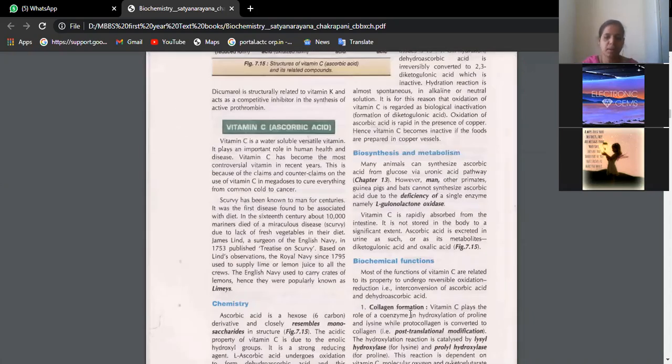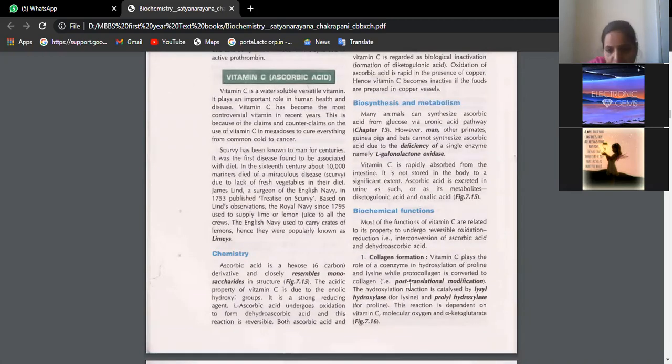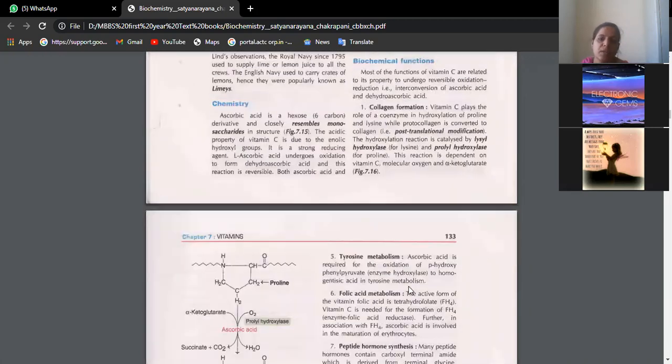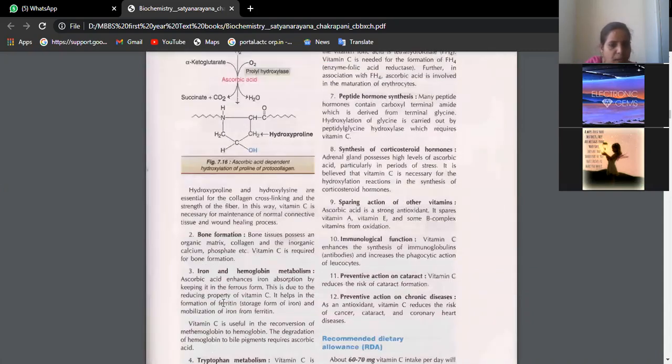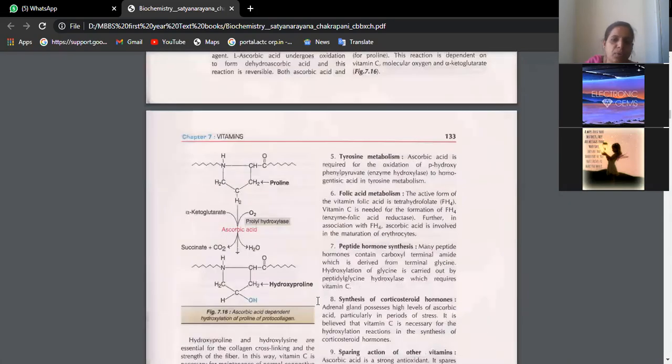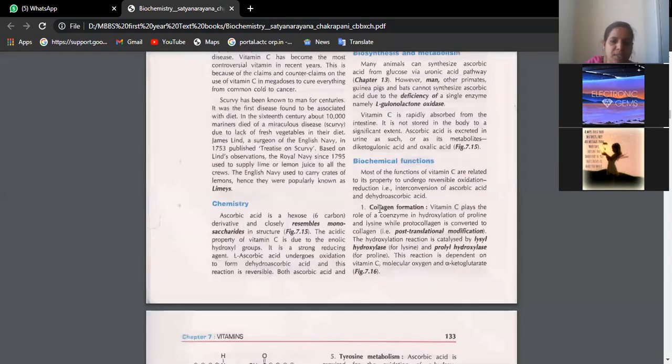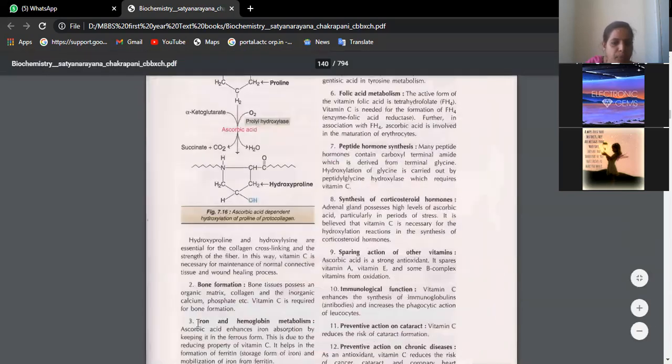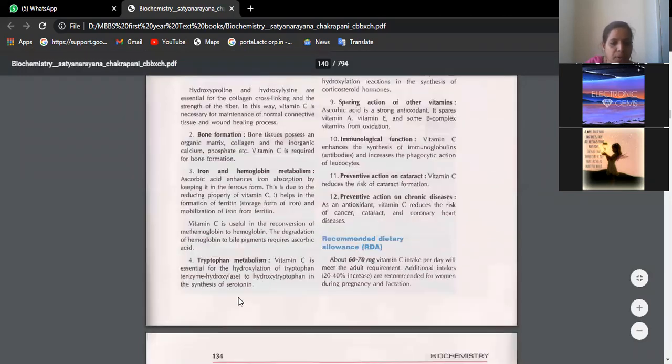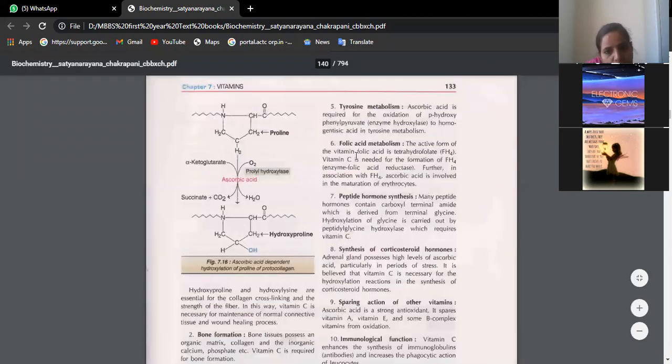Okay, beta. See, biochemical functions. Vitamin C helps in the formation of collagen. Collagen is a protein, isn't it? So that means it helps in the transcription and translation mechanism. There is a code for you to remember, very simple, like CBIT, CBIT, and there is one more code for this also.